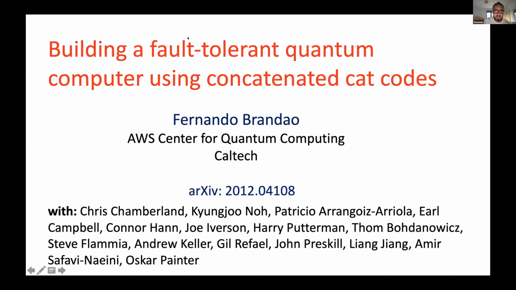I want to talk about some work that we did a little bit more than a year ago, about how one could potentially build a fault-tolerant quantum computer using cat codes as the building blocks and some outer code on top of it. So what we call concatenated cat codes.